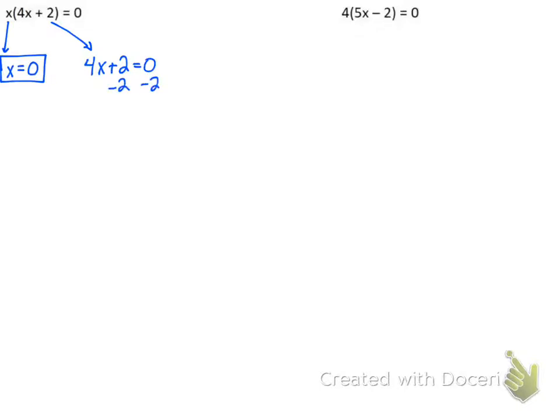Subtract the 2 to the other side, and get 4x is equal to negative 2. Divide both sides by 4. Be careful when you divide this. Again, it's smaller on the top than it is on the bottom, so it's going to be a fraction. I get negative 1/2.